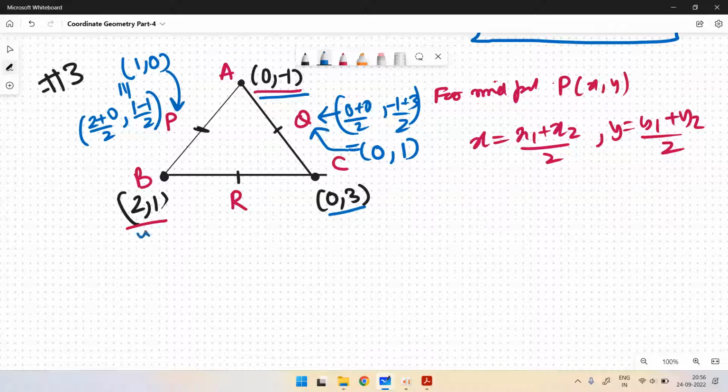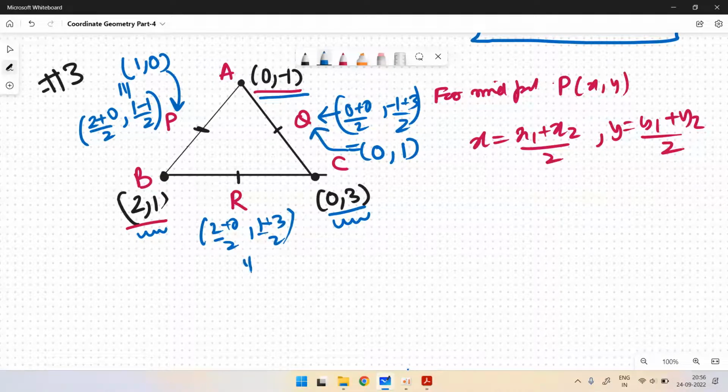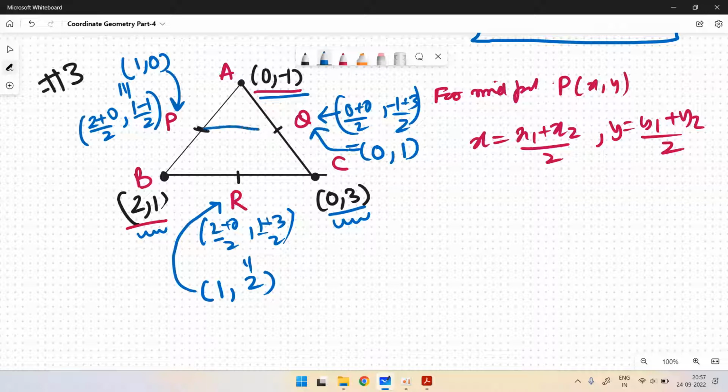For R, 2 comma 1 is x1 y1, and 0 comma 3 is x2 y2. So the coordinates will be 2 plus 0 by 2 and 1 plus 3 by 2, which is 2 by 2 is 1 and 4 by 2 is 2. So R is 1 comma 2. And if you join these, you will get a triangle.